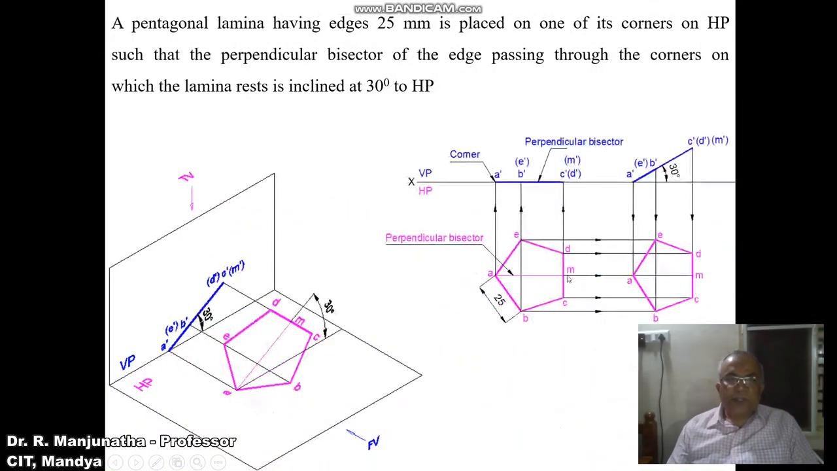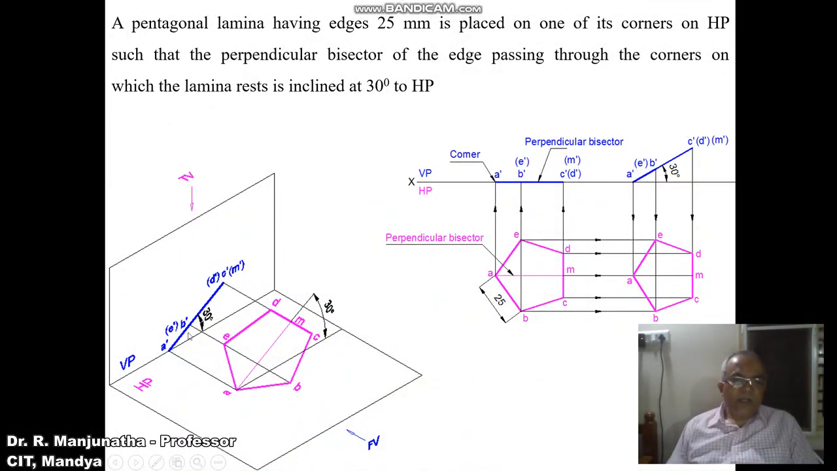In the next position, he says that one of its corners is on HP. So A is the one which is resting on HP. That is the corner. The perpendicular bisector AM becomes inclined to HP at 30 degrees. Since A dash M dash is true length, and the inclination given is also true inclination, with A dash resting on HP, you make the entire surface inclined at an angle of 30 degrees to HP. Now the surface is inclined to HP at 30 degrees and it is perpendicular to VP.